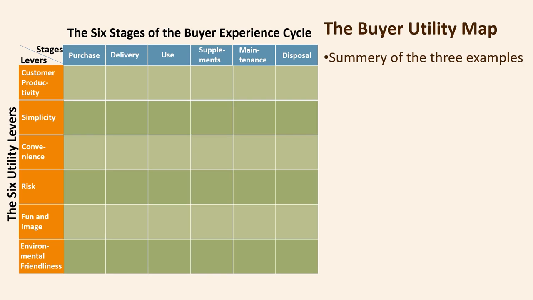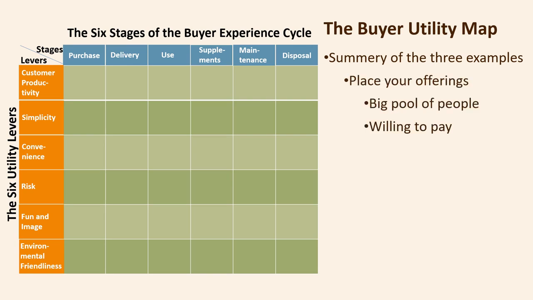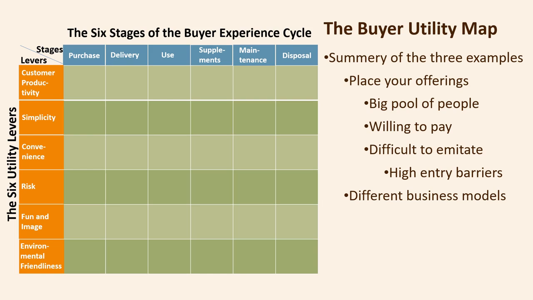Summary of the 3 examples. It appears that if you have the opportunity, place your offerings in a space with a big pool of people willing to pay a high price. Your offering should also be difficult to imitate. Try to place yourself where there is a high entry barrier, such as technologically advanced products or services, patents, customer loyalty, etc.